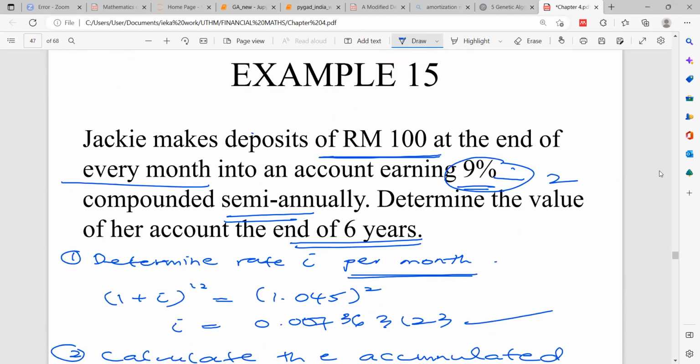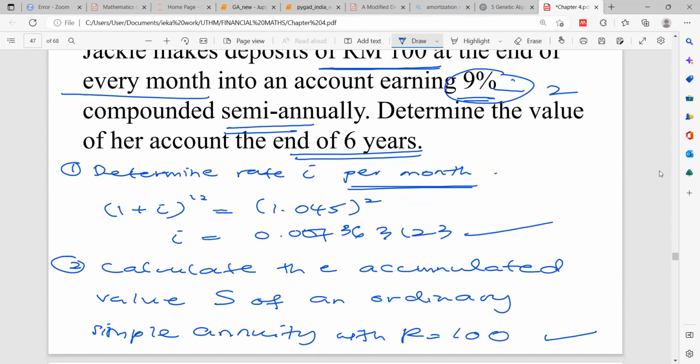So, for example, Zaki makes a deposit of 100 at the end of every month into an account earning 9% compounded semi-annually. So, dia bayar 100 setiap bulan, tapi interest yang dia peroleh adalah sebanyak 9% tu secara setiap 6 bulan. So, determine the value of her account at the end of 6 years. So, awak kena cari equivalent rate untuk case D. Sebab dia bayar setiap bulan, so kita kena cari interest untuk setiap bulan tersebut.